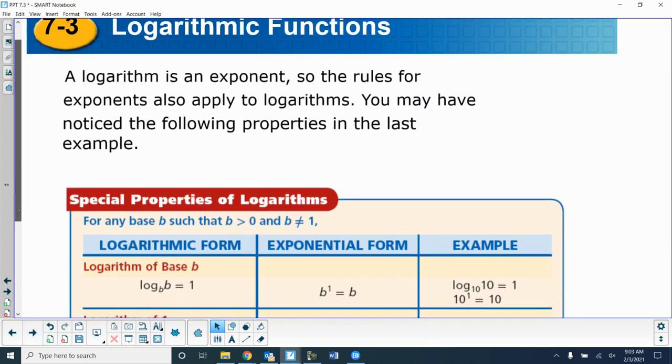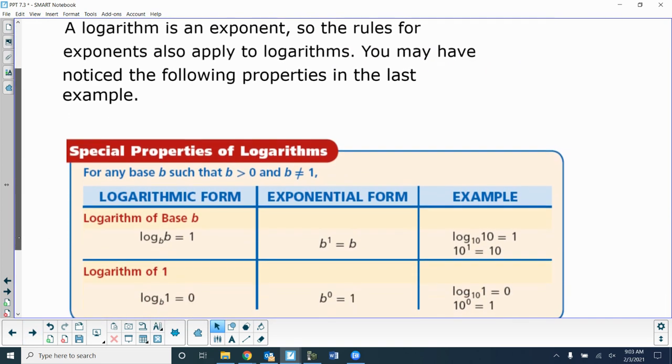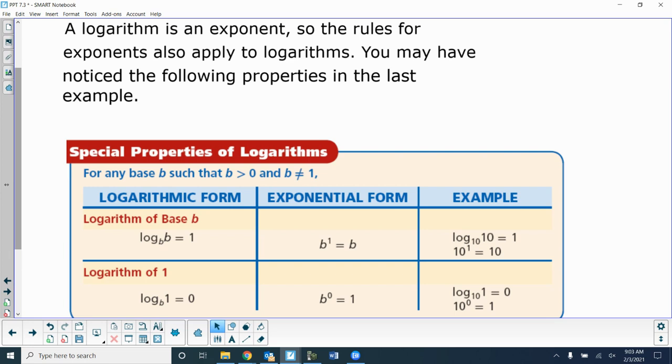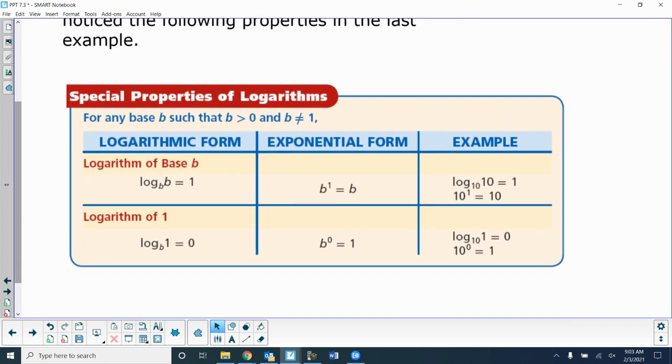All right, some properties. If the base and the number are the same, what's the answer going to be? 1. Okay? No matter what the base is, if it's a 1 right next to it, the answer is always 0. Log base anything of 1 is always going to be 0.